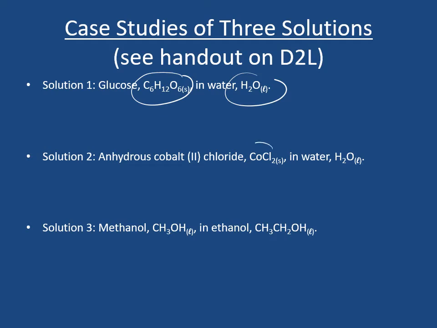The second one is an ionic compound dissolving in water. This does dissociate into 3 particles, 1 cobalt plus 2 cation and 2 chlorine minus 1 anions. That's important down the road. The last one is a liquid dissolved in another liquid. So methanol dissolved in ethanol. How do you know which one is the major component? Well, that's the data. So that's why I chose these 3.